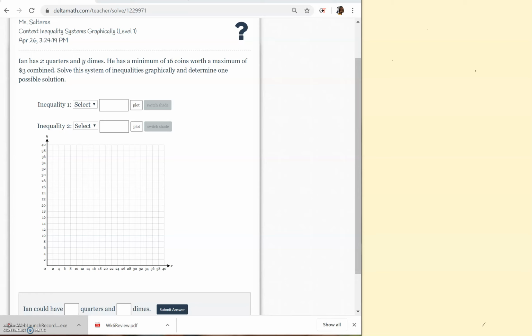Hi guys, I saw a lot of you did not try or attempt this section for your week 5 Delta Math, so I figure I'd give you a couple examples to help you. This section really is putting everything together.